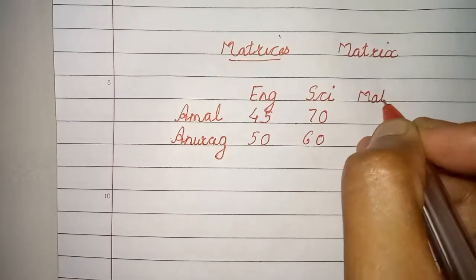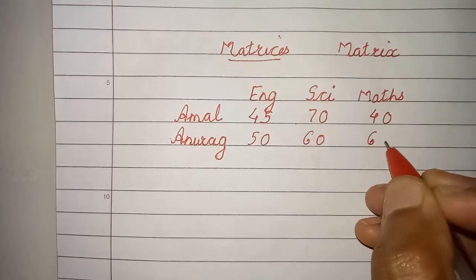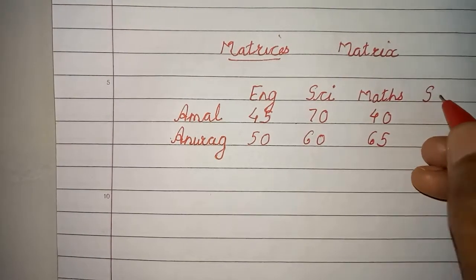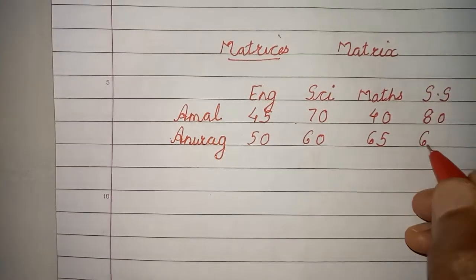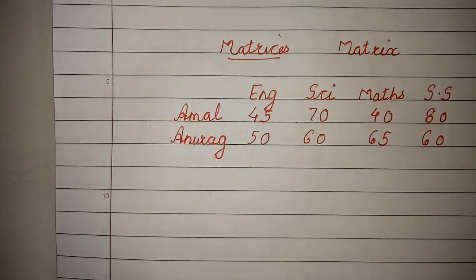In subject maths, say Amal got 40, Anurag got 65. In subject say social studies, Amal got 80, Anurag got 60. Okay, now this information I can represent in the form of rows and columns.